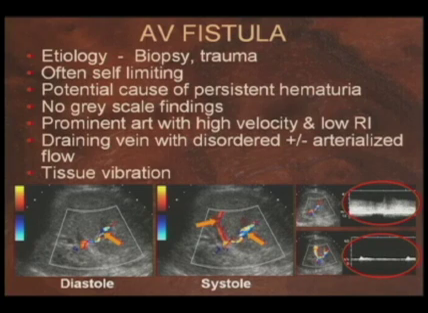Now, in addition to differences in the arterial flow, you can see arterialization and disordered flow in the draining vein, and typically you'll see fairly extensive and dramatic tissue vibration around the area of the fistula.